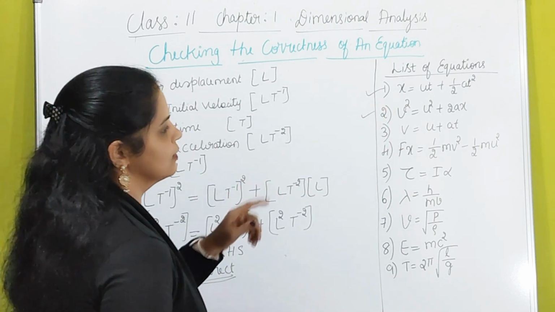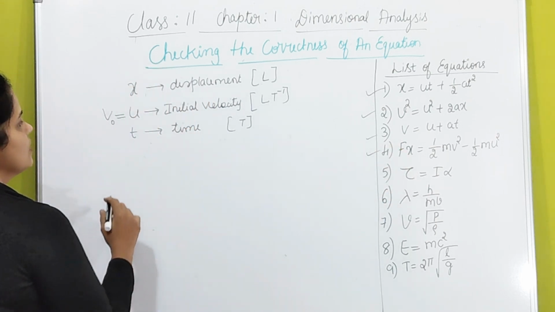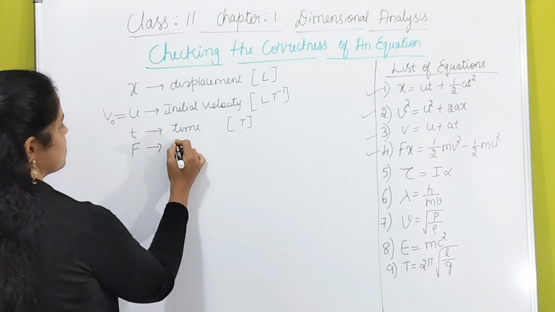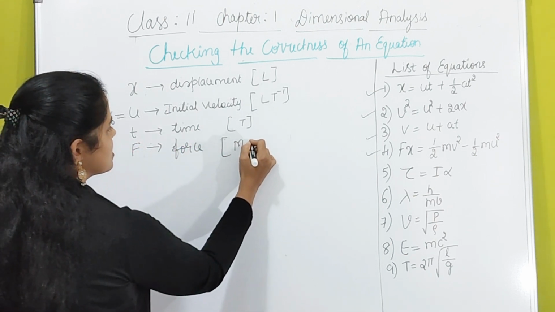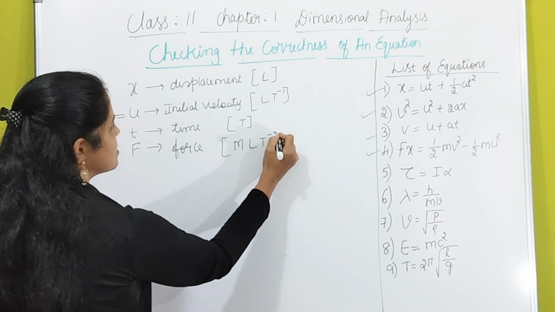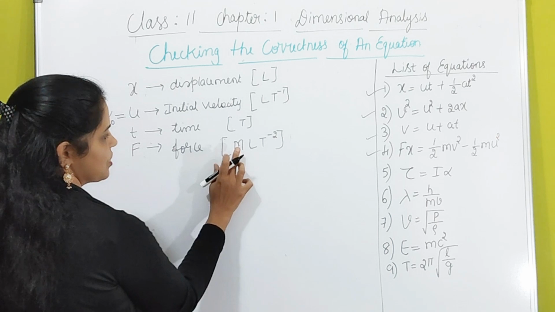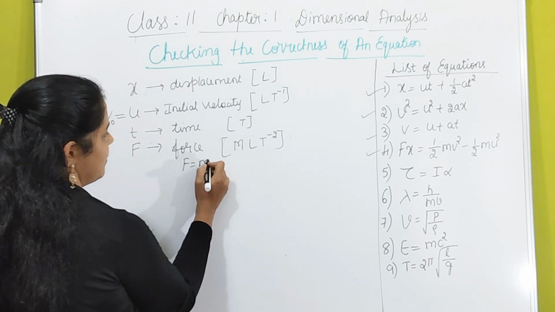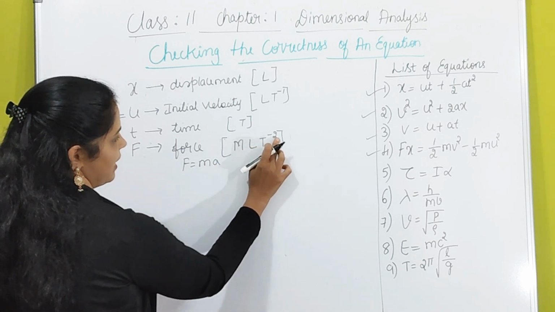Similarly, we can solve the third one. Now I'll consider the fourth one. Here, what is F? F is force. What is the dimensional formula of force? MLT minus 2. Mass into acceleration. Mass dimensional formula is M. What is the definition of force? Force is m into a, mass m, acceleration is LT minus 2.